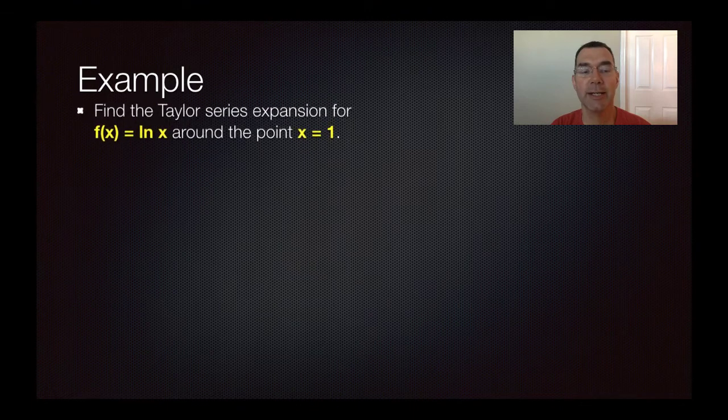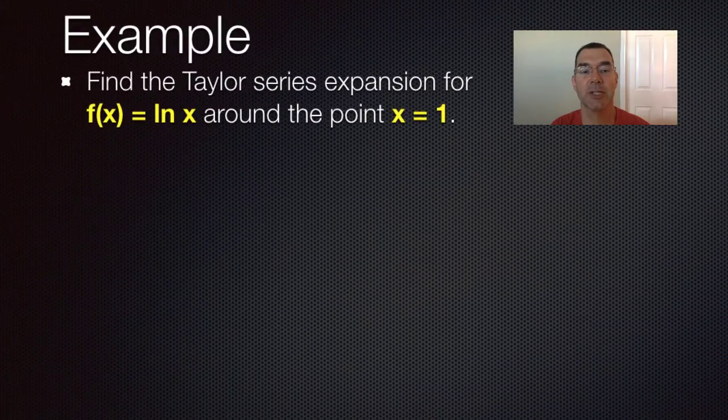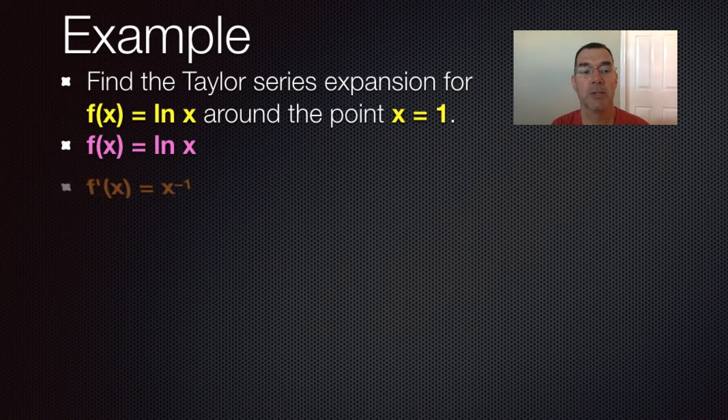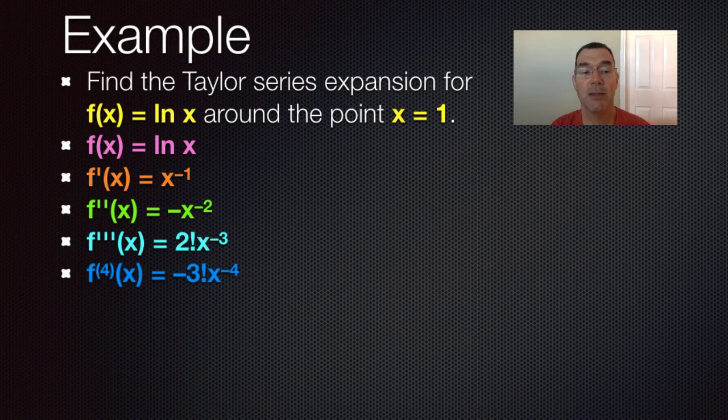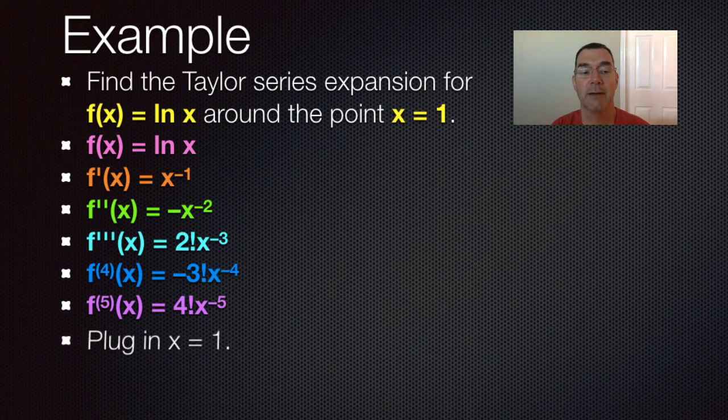All right, so let's look at an example of this. We're going to find the Taylor series expansion for the natural log function at x equals 1. So the function is natural log of x. The first derivative is x to the negative 1. The second derivative is negative x to the negative 2. The third derivative is 2 factorial times x to the negative 3. The fourth derivative is negative 3 factorial times x to the negative 4. And then the fifth derivative is going to be 4 factorial times x to the negative 5.